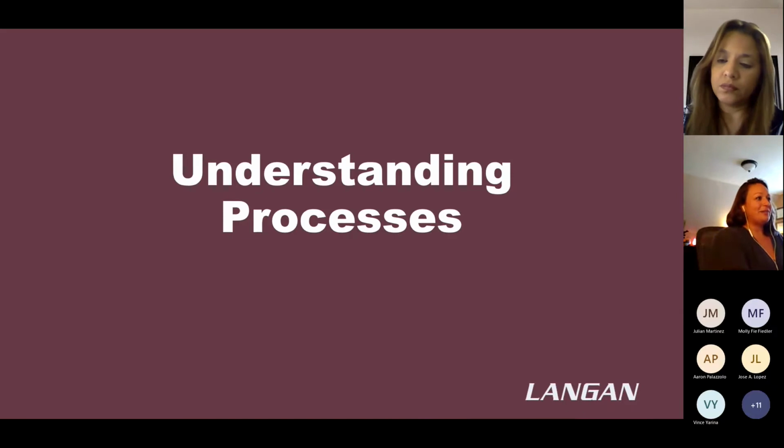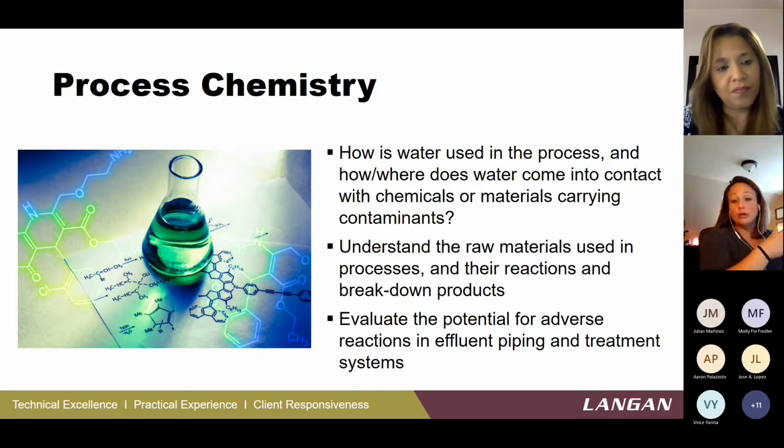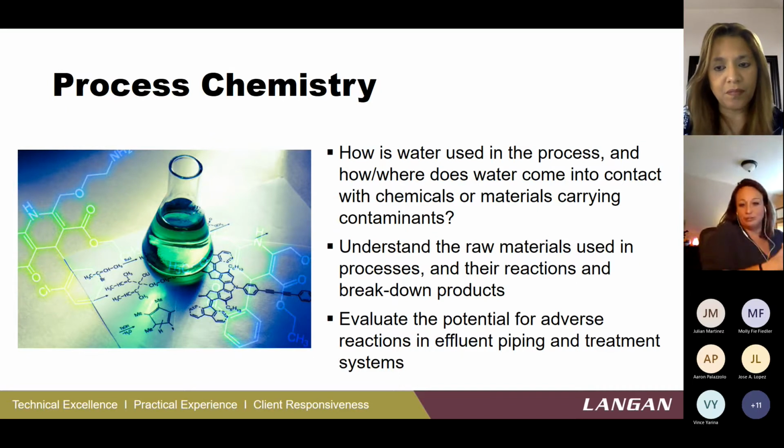Okay, so understanding processes. Process chemistry: the actual thing you're making, what your facility does. How is water used in that process? In some facilities, it's primarily cooling water, cooling towers, like a single pass. And that's pretty much it because the widget itself doesn't require water to be manufactured. In other cases, water could be the basis of the whole thing.